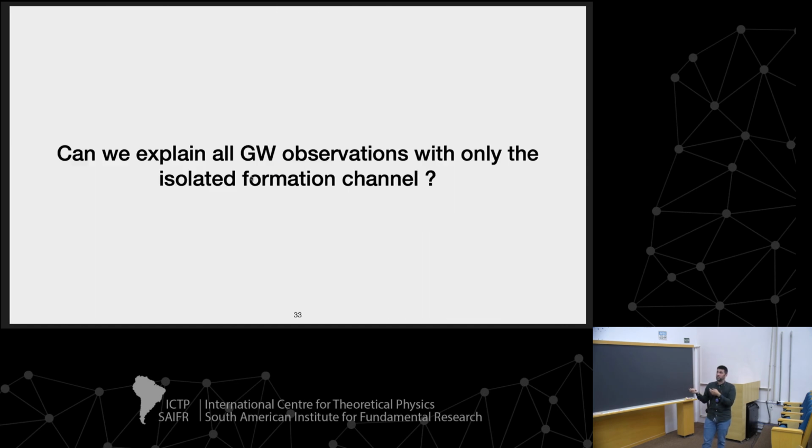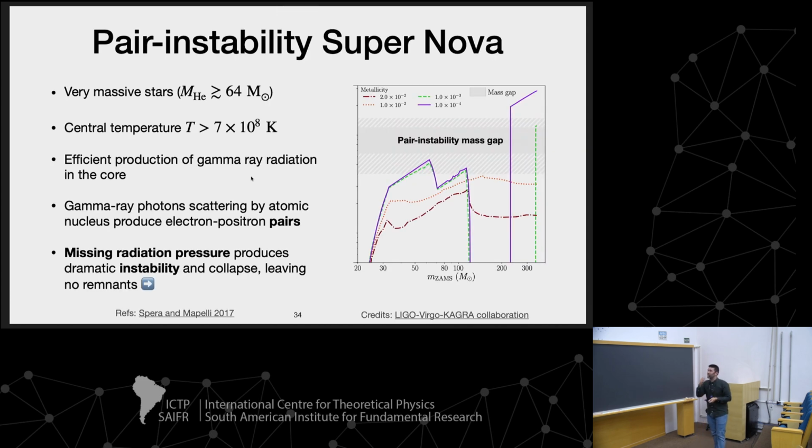Okay, so the answer to this question is yes or no? No, clearly. Because we have another effect, the pair instability supernova. What happens in very massive stars with a helium core above 64 solar masses is that you get super high temperature in the nucleus of the star, and basically you have an efficient production of gamma ray radiation in the core of the star. Gamma ray photons scatter with atomic nuclei, and this produces electron-positron pairs.